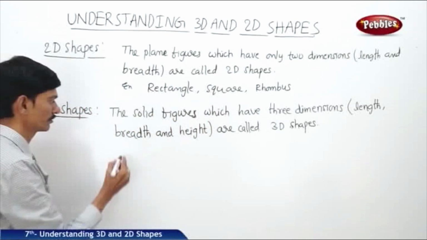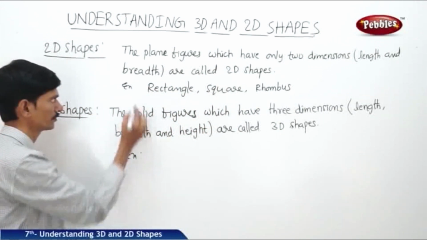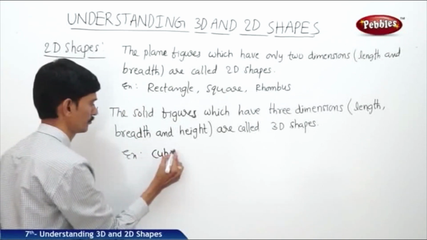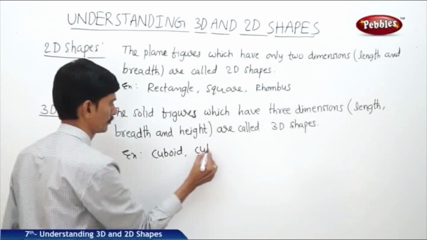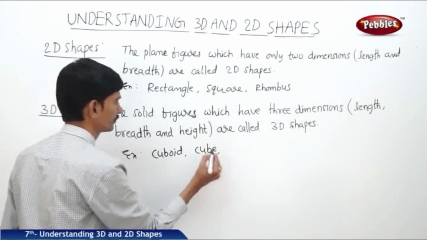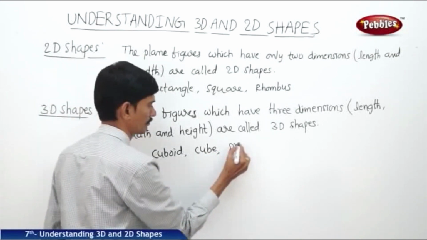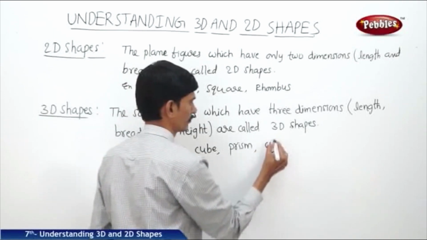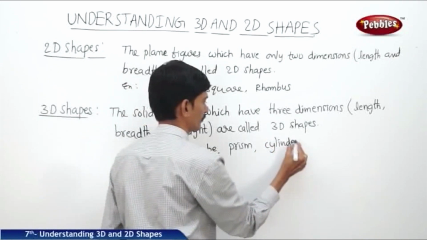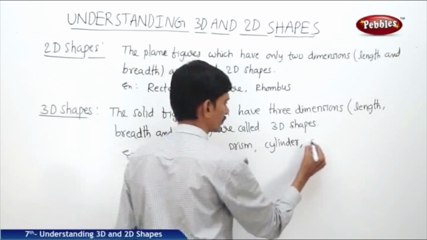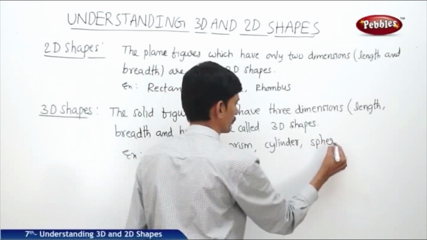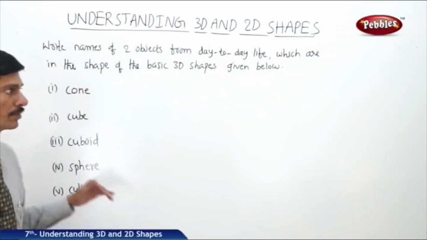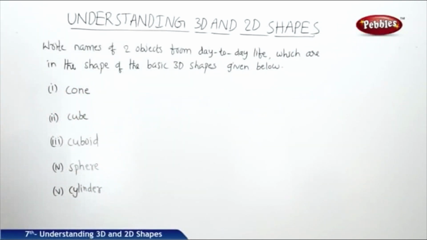The examples for 3D shapes are cuboid, cube, prism, cylinder, sphere, etc. Now let us solve a problem based on the 2D and 3D shapes.